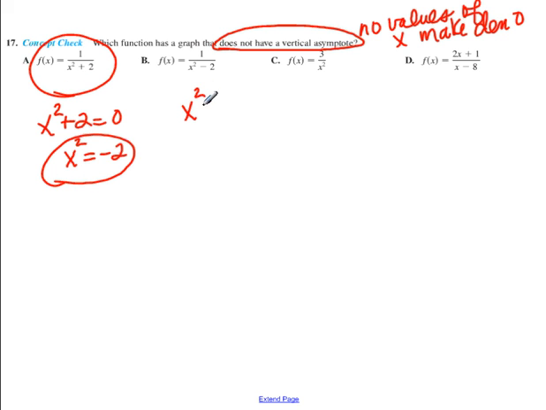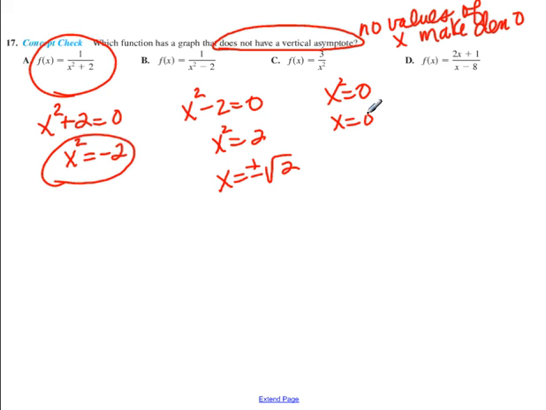Because x squared minus 2 is equal to 0 when x squared is equal to 2, or x is equal to plus or minus the square root of 2. So that has two vertical asymptotes. Part C, x squared is equal to 0 when x is 0. And then x minus 8 is equal to 0, of course, when x is equal to 8. So the only one that wouldn't have a vertical asymptote would be part A there.